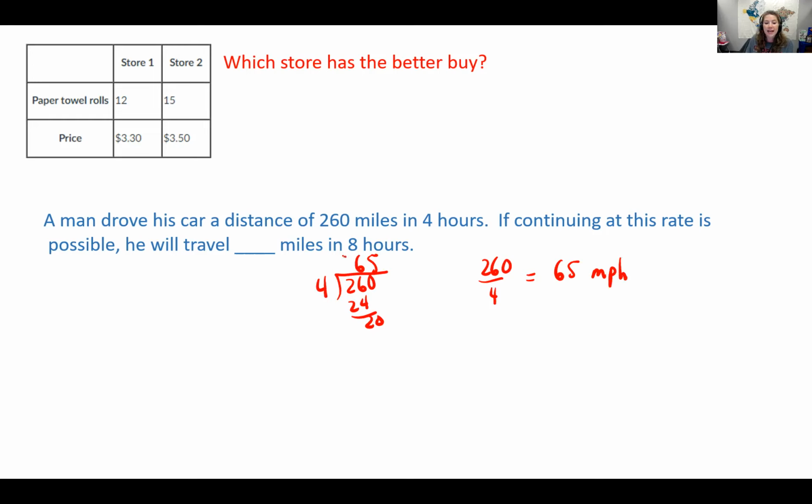So if he goes 8 hours, we're going to multiply his rate, his unit rate, times 8. 8 times 5 is 40, 48, 49, 50, 51, 52. So he's going to travel 520 miles in 8 hours.